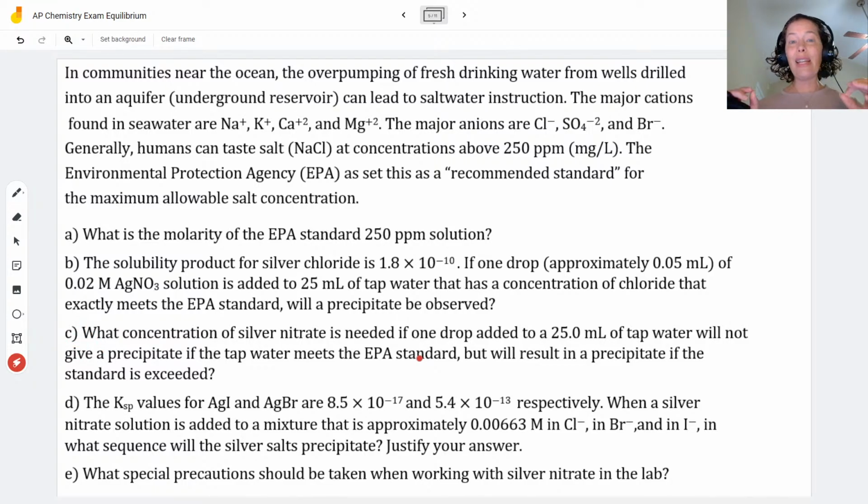But for part C, what they want you to do is create a silver nitrate standard, where you can take a 25 milliliter sample of water, add 1 drop, and that will tell you if you're over or under the EPA standard. If you're over, you will see a precipitate, and if you're under, then you won't see a precipitate. So that ties into comparing your KSP. Again, they're trying to make you think about that in part B and then apply that again in part C.